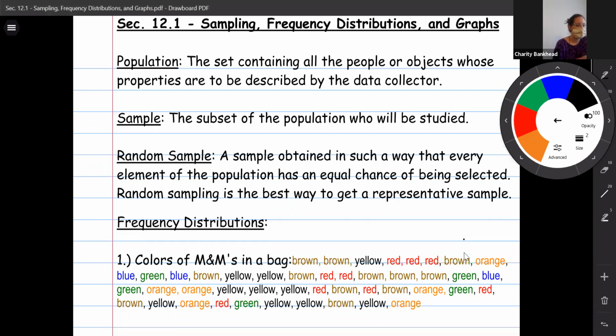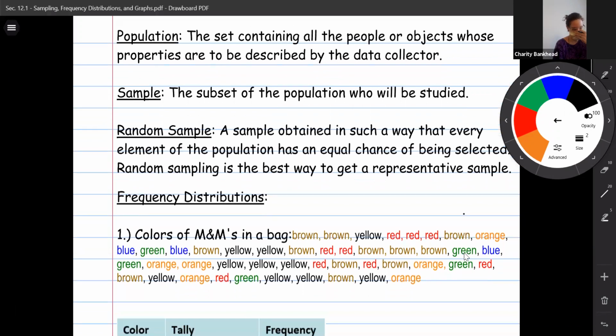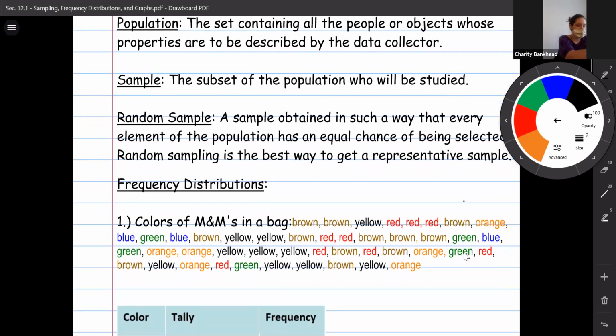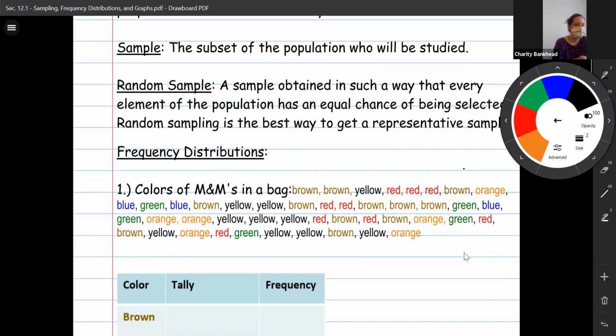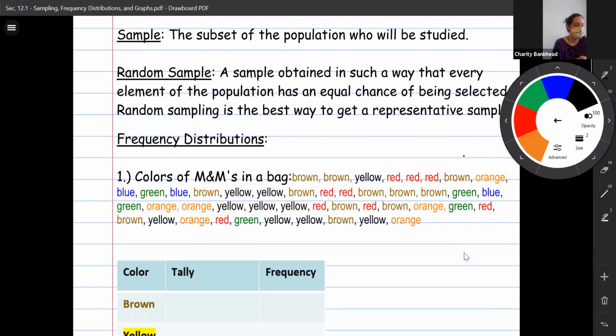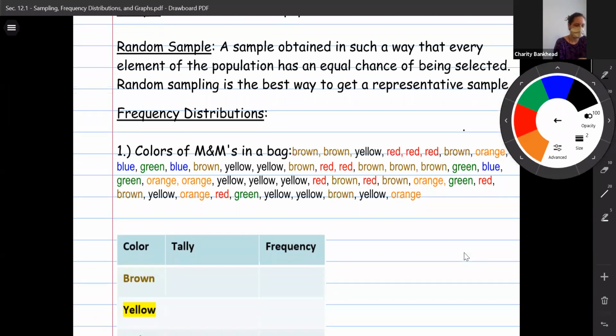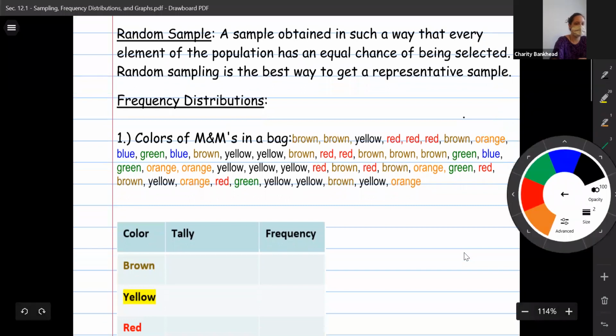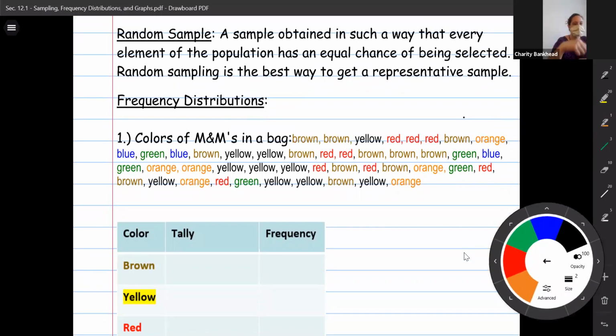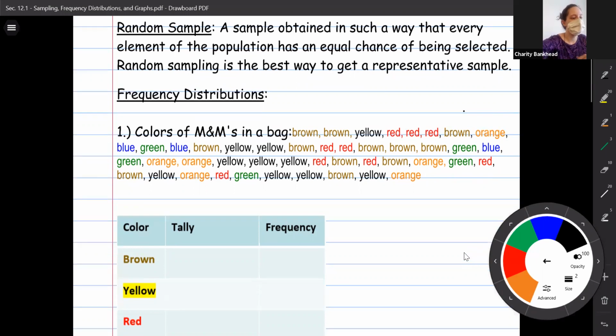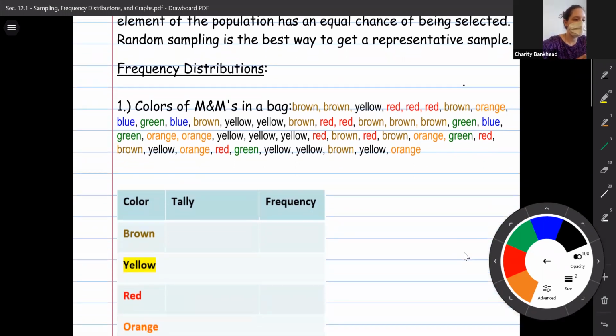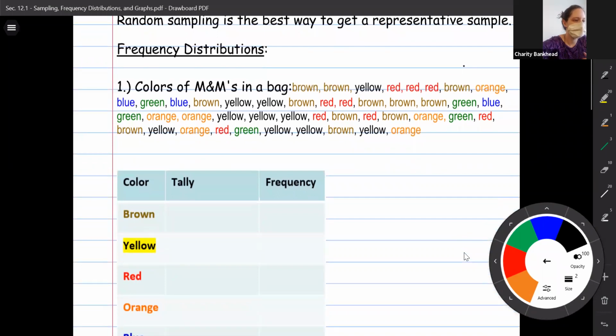We're going to go over how to make a frequency distribution. Let's say that you have a bag of M&Ms and you're going to take each M&M out of the bag one by one and record the color of that M&M. That's what this represents here. You're taking the M&Ms out of the bag and going, okay, brown, brown, yellow. And we're going to make a table that states how many of each color we have.